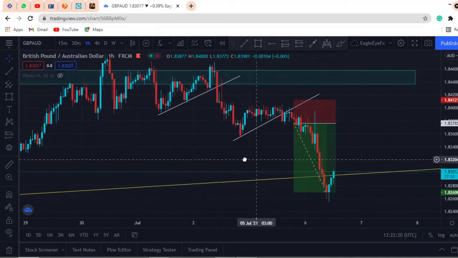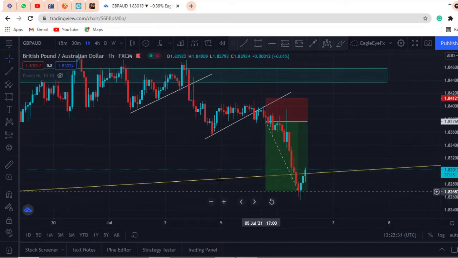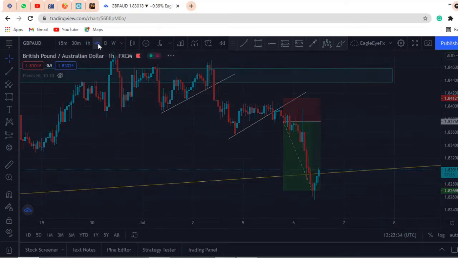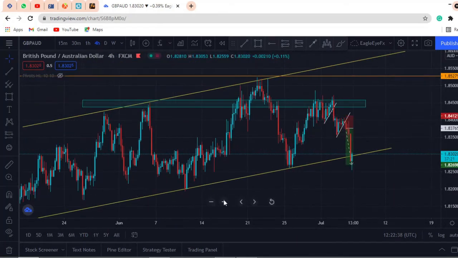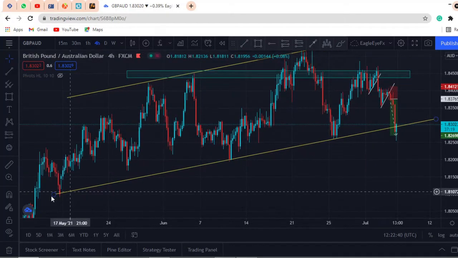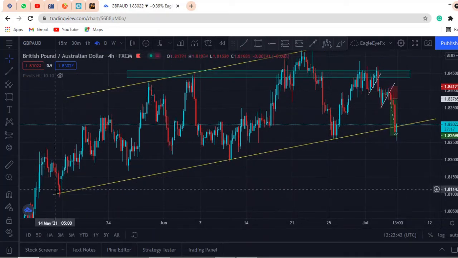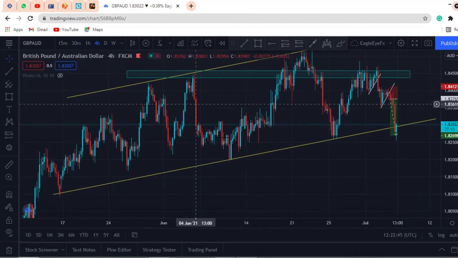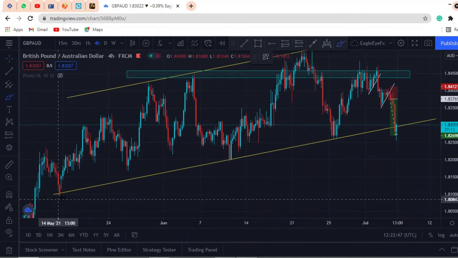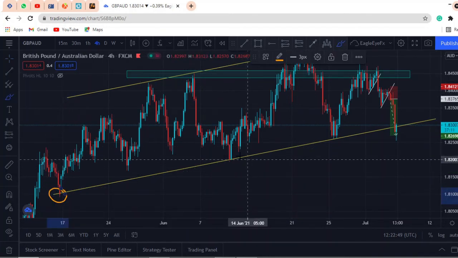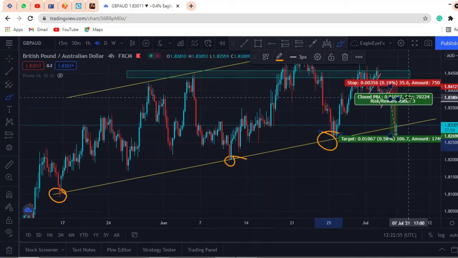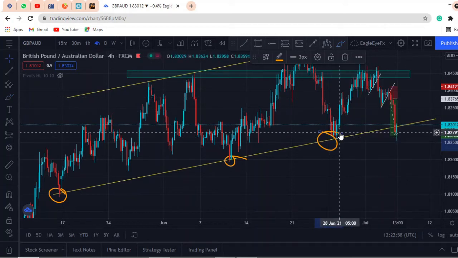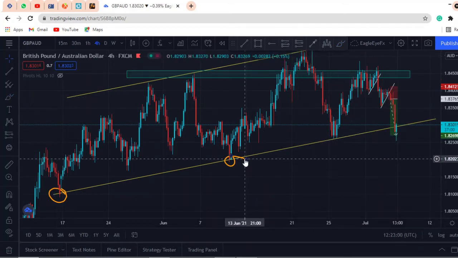And then you can see this zone here. Let me go back to the 4-hour time frame. You can see that this trend line here, you can see here rejection up, came down again. You can see several touches here. There was a touch here, there was another touch here, then another touch here, then it has come to touch here again. So already I can see buying opportunities.